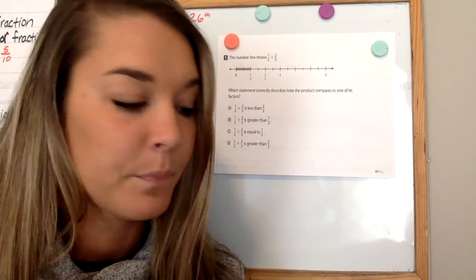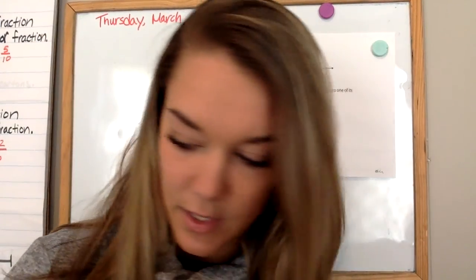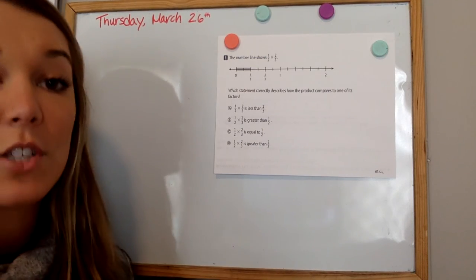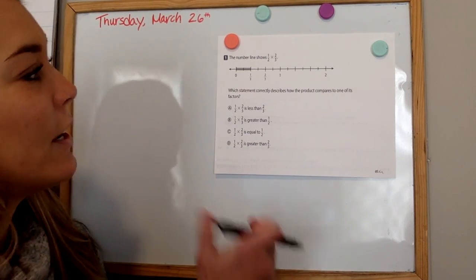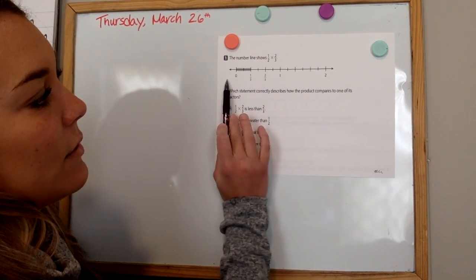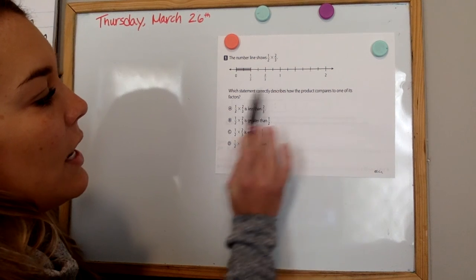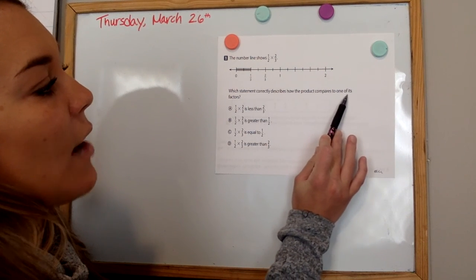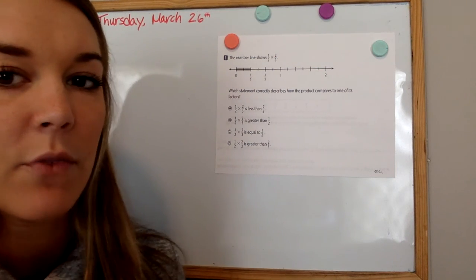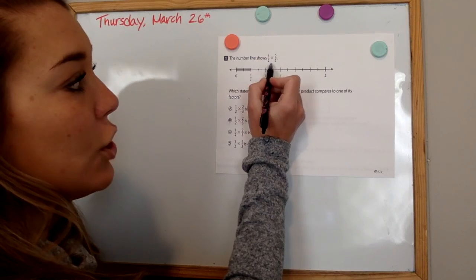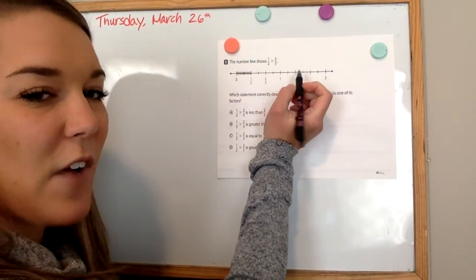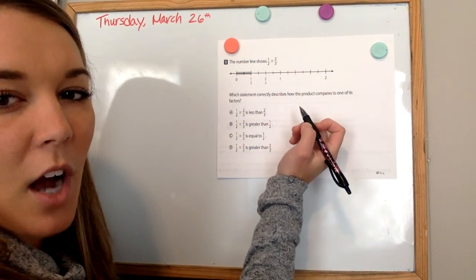Okay, so for this first one, we're going to review multiplying fractions and plotting them on a number line, okay? It says the number line shows 1/2 times 2/3. It gives us an example here. It says, which statement correctly describes how the product compares to one of its factors? First of all, factors are the two values that are multiplied, right? The product is the answer. Let's just find the product so that we know what we're talking about here.